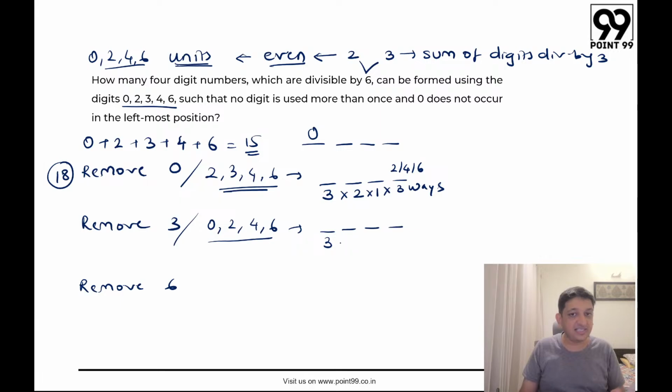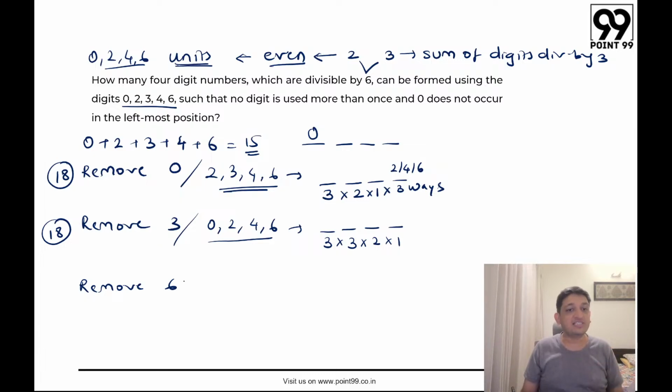But once I have done this, there is no restriction on this digit. Now I can choose any of the remaining 3 digits. I can choose any of the remaining 2 digits. I can choose any of the remaining 1 digits. So 3, 3s are 9, 2s are 18 again will be the number of cases if we remove a 3.